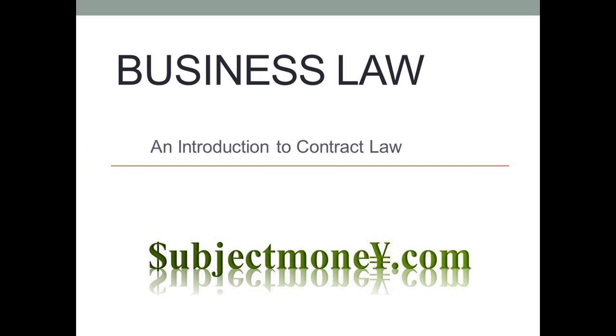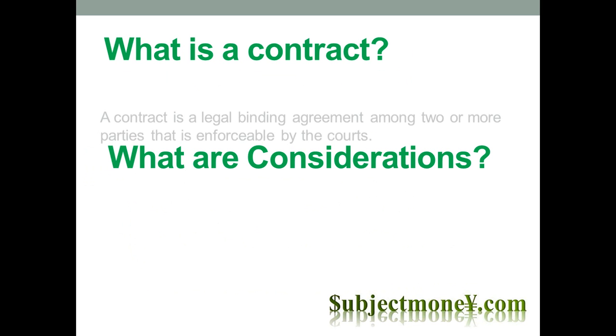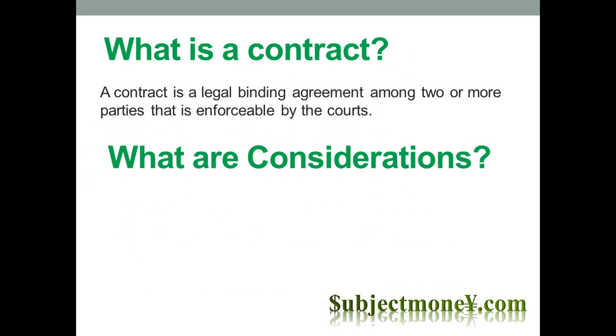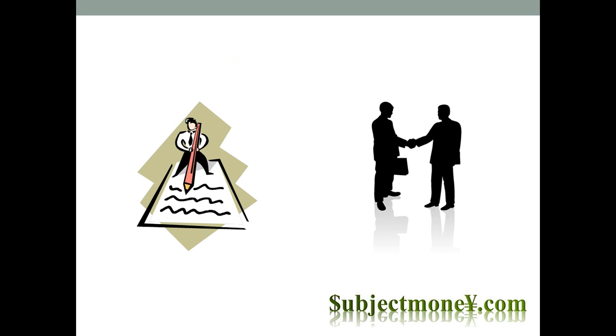Contract law. A contract is a legally binding agreement among two or more parties that is enforceable by the courts. Each party involved in the contract must exchange considerations, which are promises of goods, funds, services, performance, non-performance, etc. A contract can be in written or non-written form. A contract that is made orally is called a parol contract.